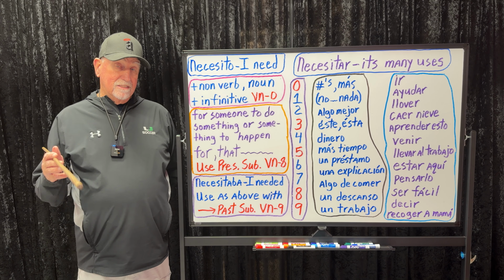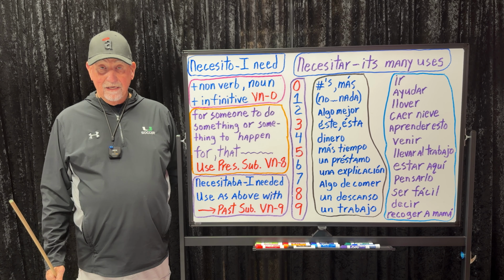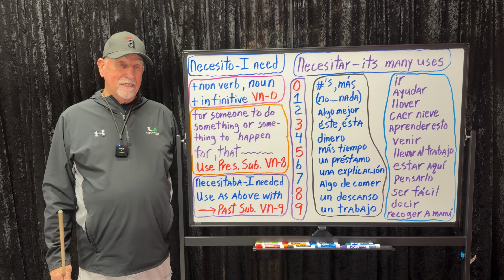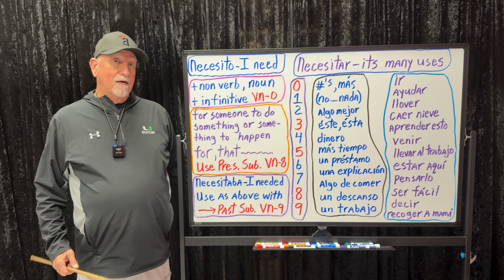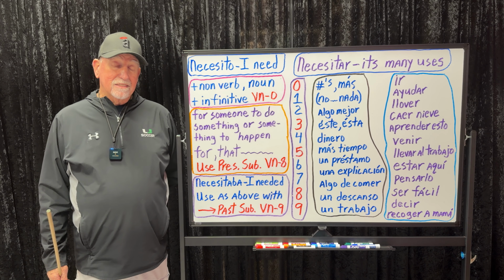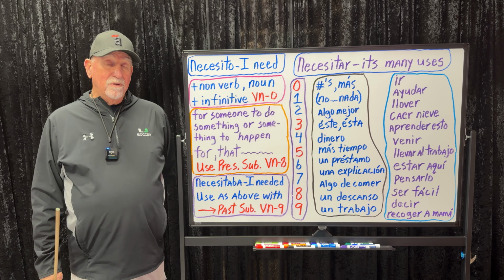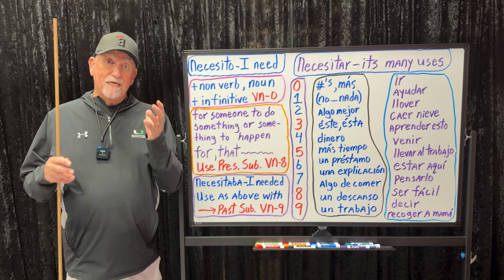Mom says that she needs an explanation. Mamá dice que necesita una explicación. Algo de comer. Oh, I need something to eat. Necesito algo de comer. We need something to drink. Necesitamos algo de tomar.